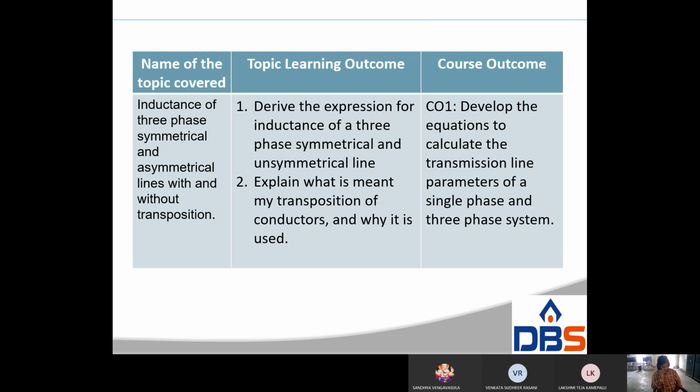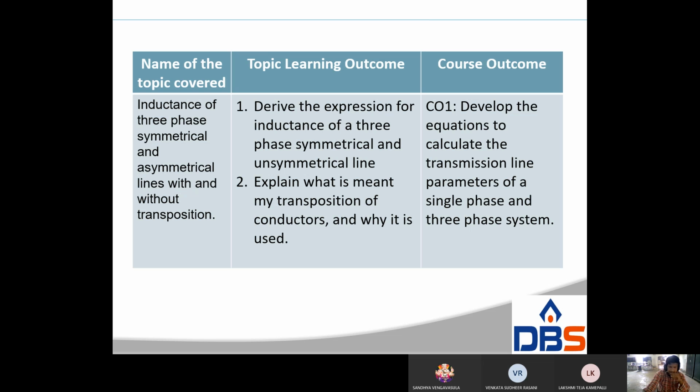Psi A is equal to mu 0 IA by 2 pi times (1/4 plus ln d by r). Similarly, psi B and psi C. So LA is equal to psi A by IA. IA cancelled. What is the value of mu 0 by 2 pi? 2 into 10 power minus 7, right? 2 into 10 power minus 7 times (1/4 plus ln d by r). So that is approximately 2 into 10 power minus 7 ln d by r dash Henry per meter.